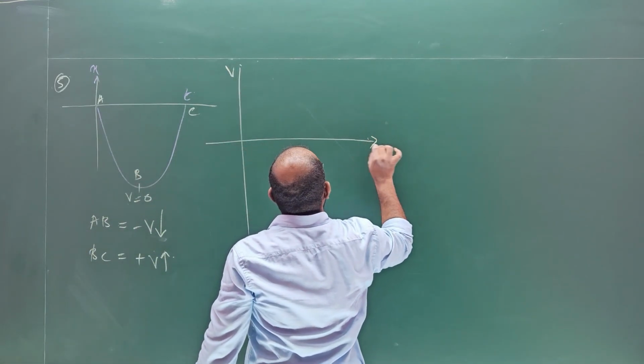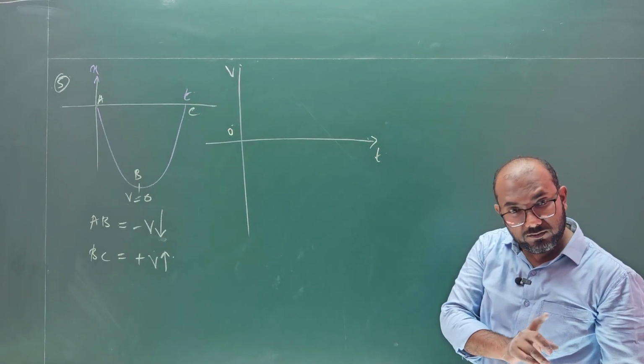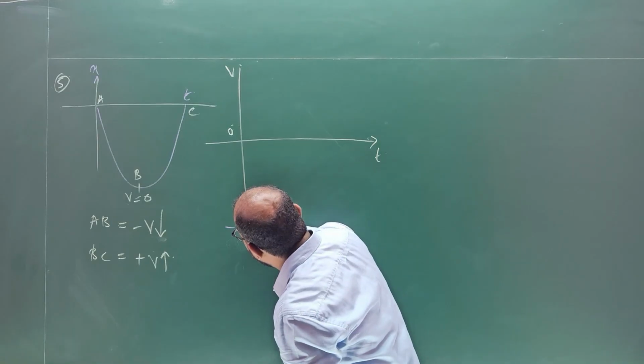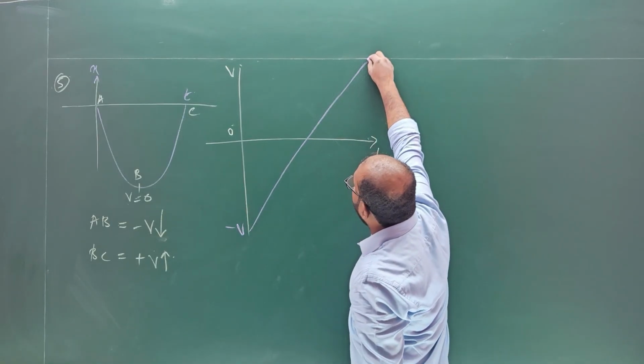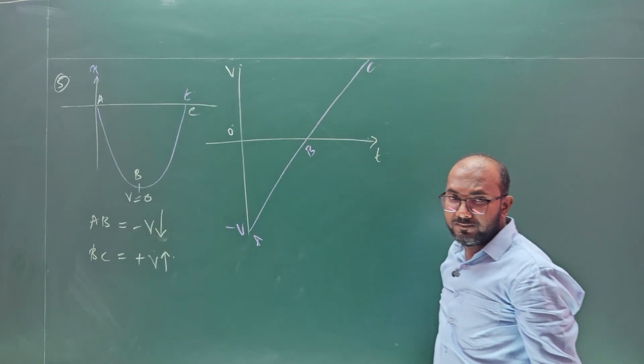Then how to draw this Vt? This is V and this is your T. Now how to draw this? Initially it has negative velocity. So negative velocity means I have to start from here. Like this. So can I say this is your A, this is your B, and somewhere over here is C?